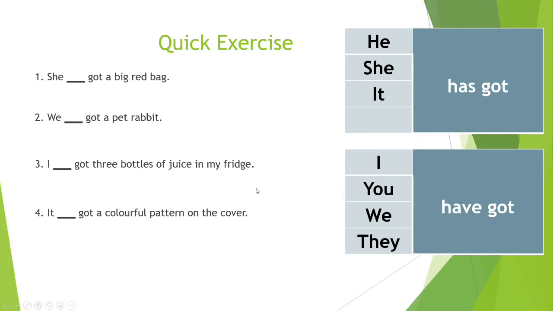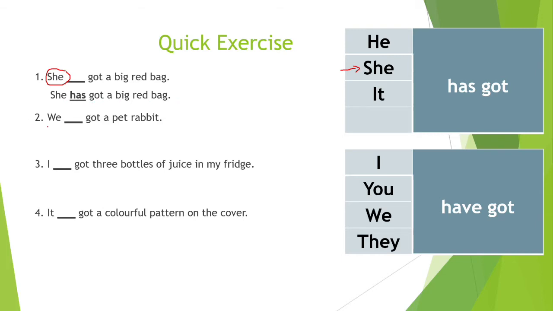Next, a quick exercise. Over here is the note. You can look at this before you answer. She got a big red bag. Okay, so you need to see. Over here we have the word she. So have a look over here. She. So she has to be used with has got. So can you guess the answer over here? Good. The answer should be she has got a big red bag.